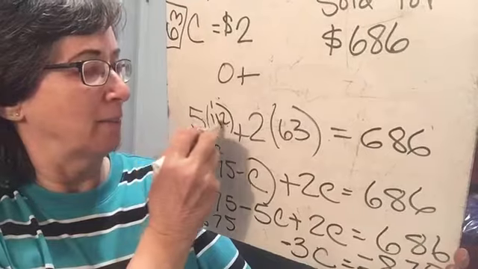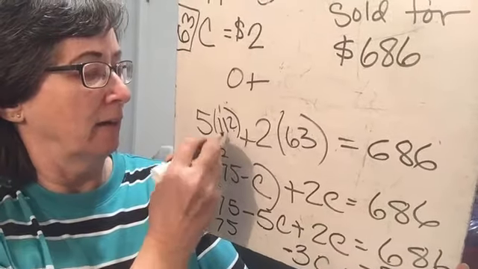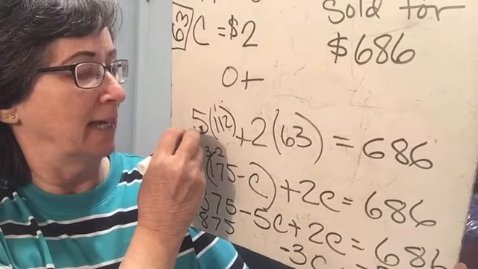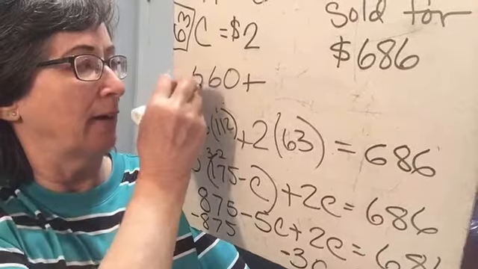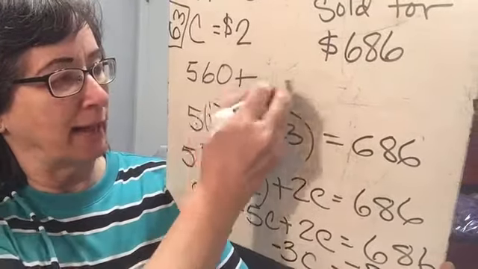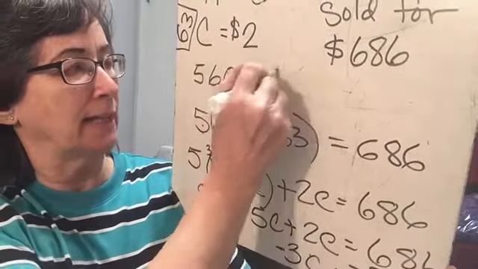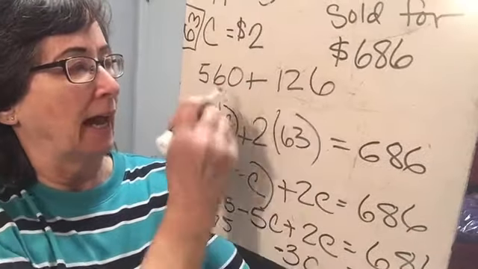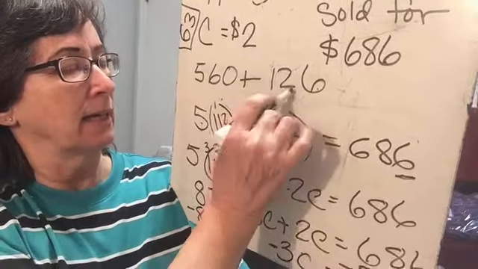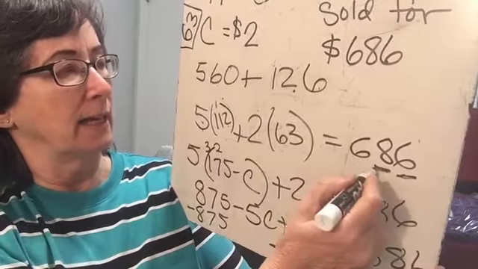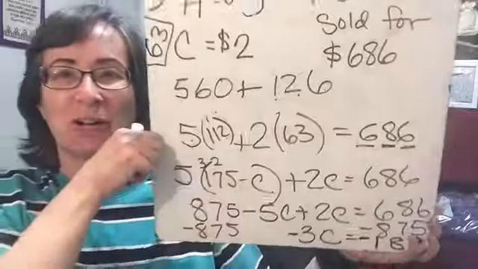Okay, so 5 times 2 is 10. Carry the 1. 5 times 1 is 5 plus 1 is 6. 5 times 1 is 5. Plus, then we add these together, 126. I add these two together. 0 plus 6 is 6. 2 plus 6 is 8. 1 plus 5 is 6, and it works.